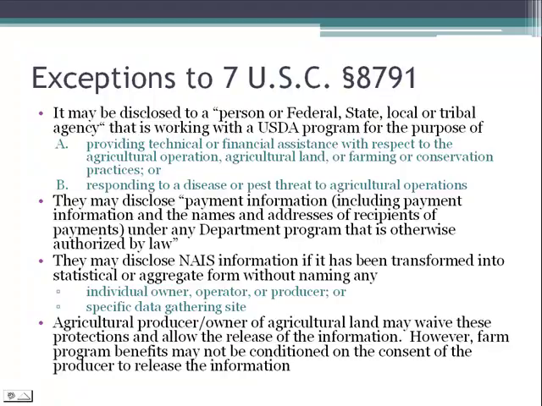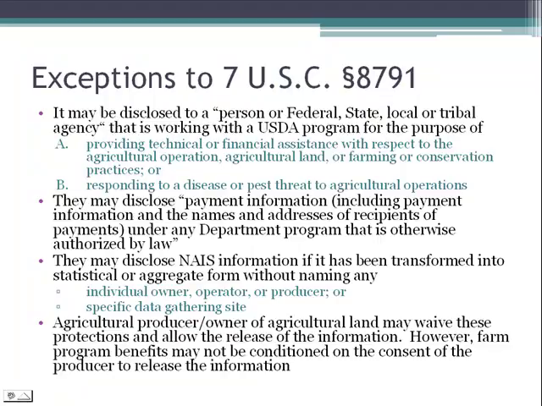But an ag operator, a producer, owner, can waive these protections and can say, USDA, give my information to whoever you want. But you can't be blackmailed into doing that. USDA can't come to you and say, well, we're not going to give you any farm program payments unless you decide to waive this protection. And that's written right into the law. So it's up to you. As long as you do not want your information released, USDA cannot do it.